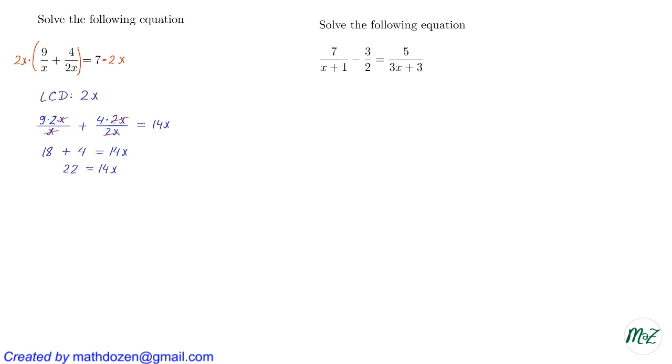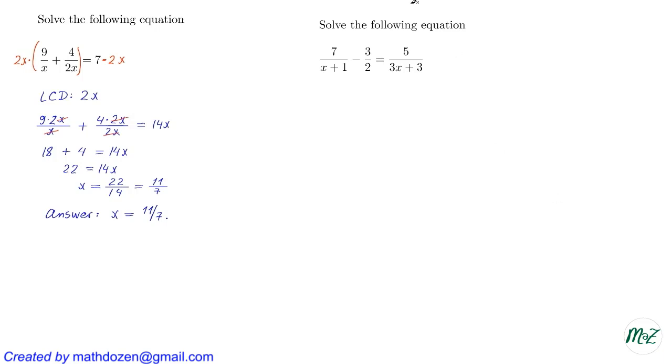So 18 plus 4 is 22. And dividing out 14, we end up with x being equal to 22 over 14, which is the same as 11 over 7. So the answer to the first equation is x equals 11 over 7. And so that number is actually working out in those fractions since x is not 0 and we don't run into the division by 0 problem.